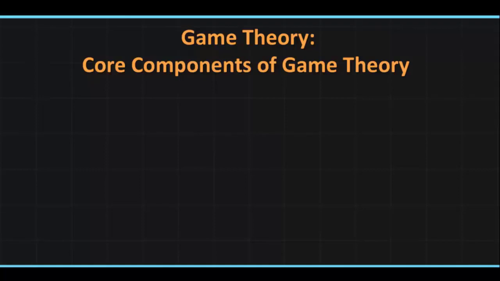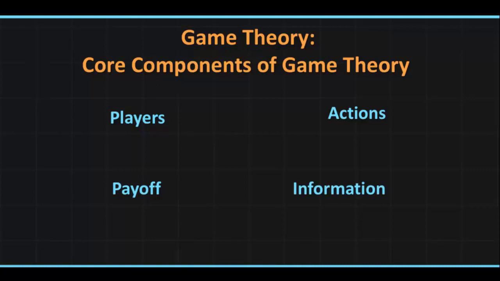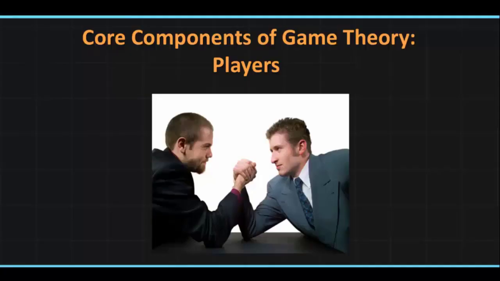For the purposes of game design, we can simplify the applications of game theory to 4 components: players, actions, payoff, and information. These core components are then the basis for the full set of rules for a game. First, we must define the players.